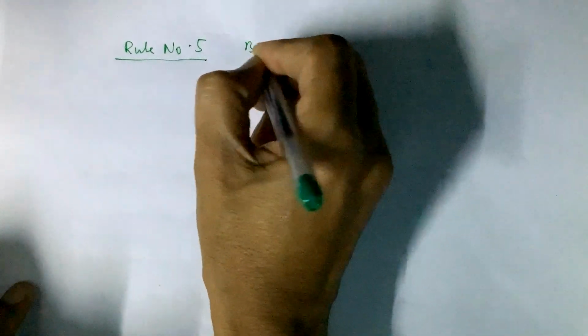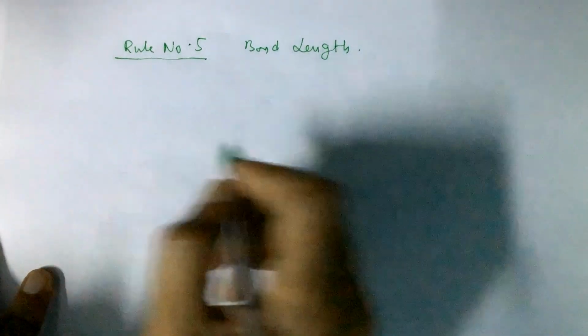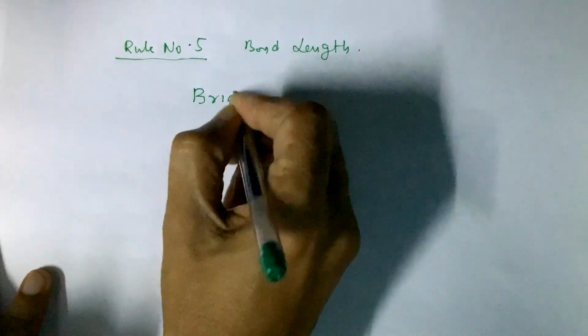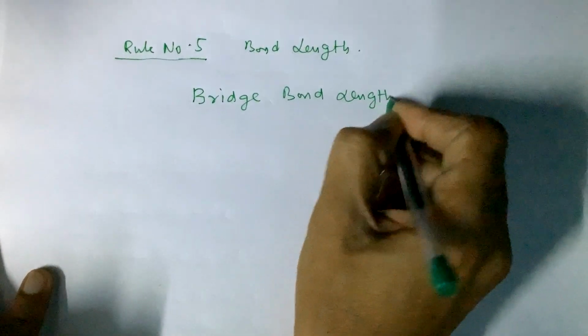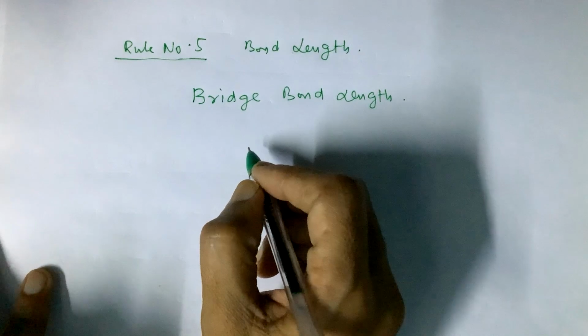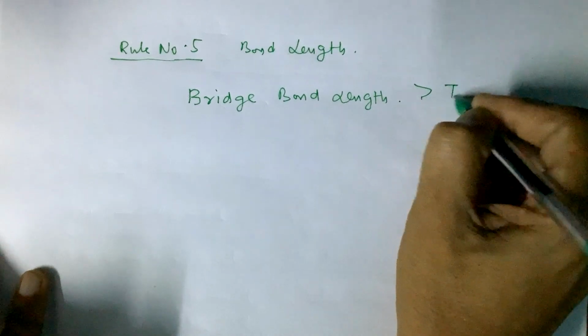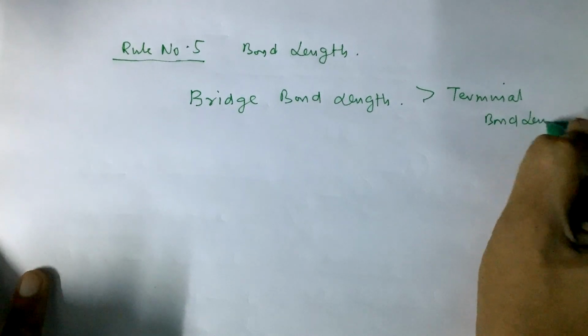Now we come to rule number 5. Rule number 5 of bond length. In this rule, it is bridge bond length. The bond length of the bridge bond is more than terminal bond length.